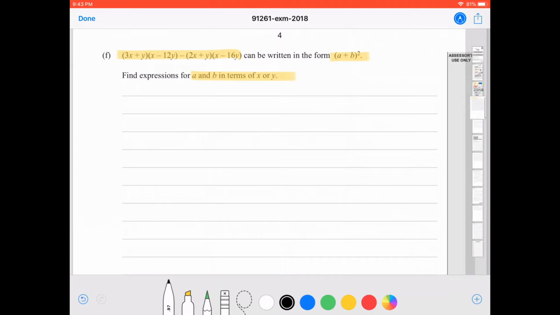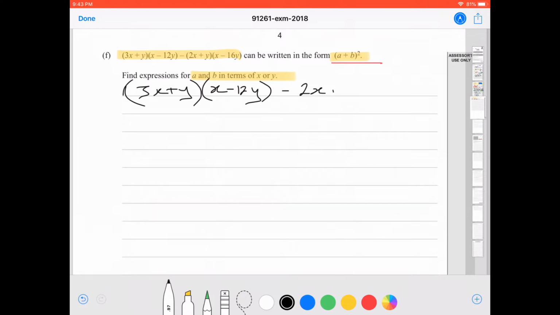Okay, so I can just imagine this will be, again, a series of workings. We're going to be expanding our brackets, and hopefully at some point we can simplify down and come out with, basically write it in this form, a plus b all squared, and come out with the values for a and b in terms of x or y.